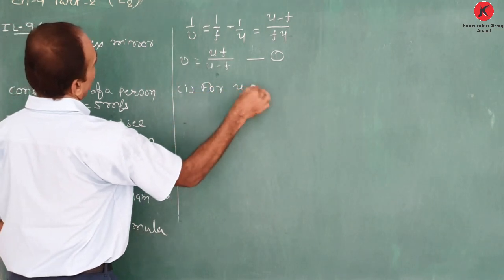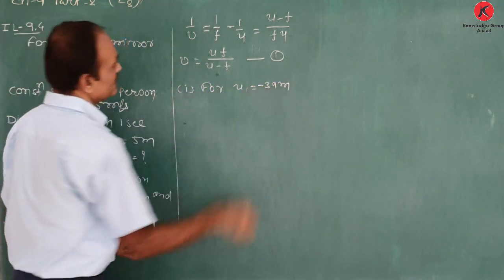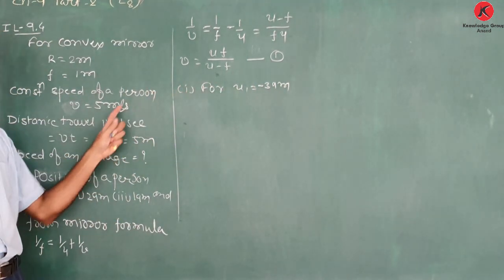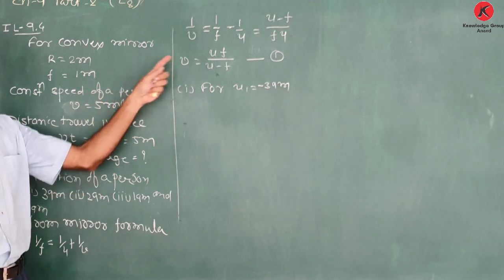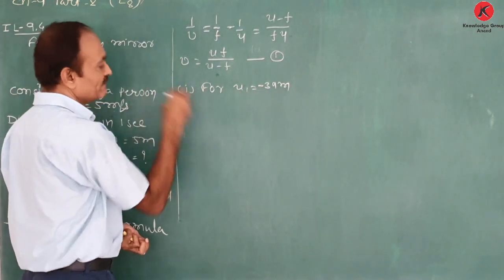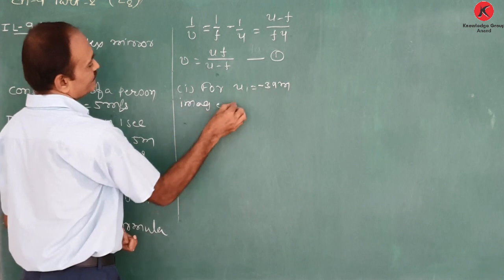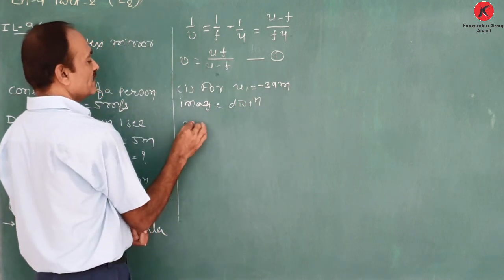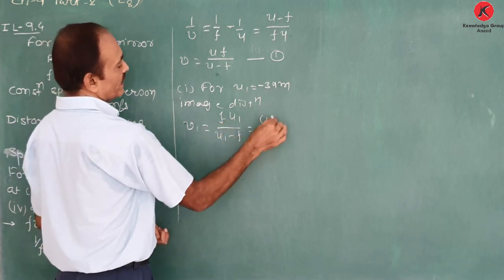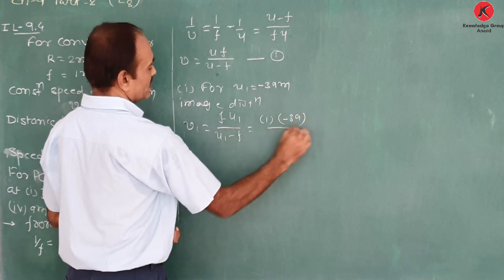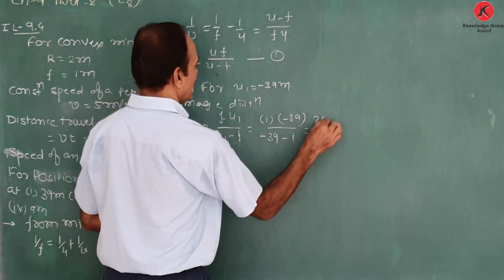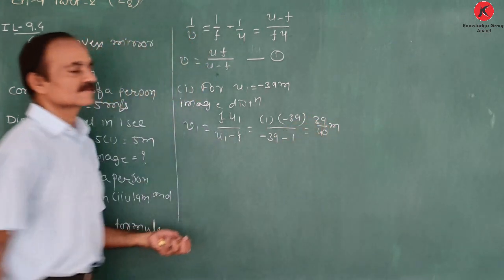First, for u1 equal to minus 39 meter. That means the running person is at a position 39 meter from the car mirror. At that time, what is the image distance? For u1 equal to minus 39 meter, the image distance v1 is equal to f u1 upon u1 minus f. F is 1, u1 is minus 39, and minus 39 minus 1. Therefore, 39 by 40 meter.